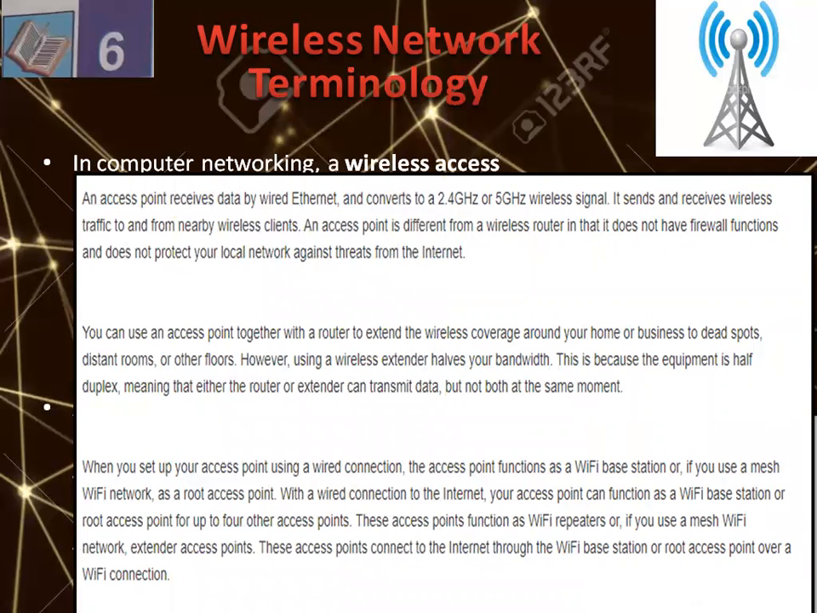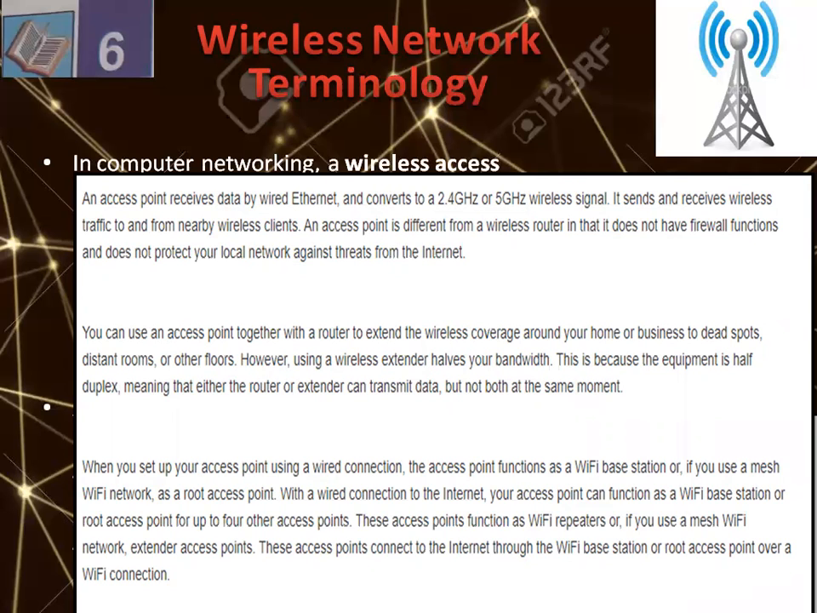An access point receives data by wired Ethernet and converts it to a 2.4 gigahertz or 5 gigahertz wireless signal. It sends and receives wireless traffic to and from nearby wireless clients. An access point is different from a wireless router in that it does not have firewall functions and does not protect your local network against threats from the internet. You can use an access point together with the router to extend the wireless coverage around your home or business to dead spots, distant rooms, or other floors.